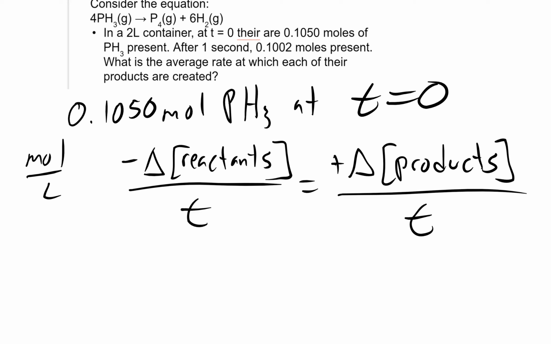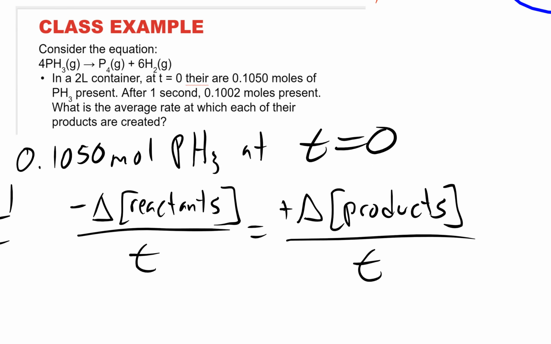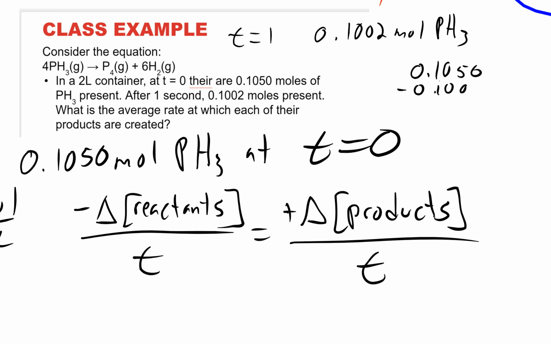So I can say at T equals 1 second, there is 0.1002 moles of PH3 present. Okay, so how much did it lose? 0.1050 minus 0.1002, which is 0.0048 moles, right? For every second. But I don't want moles. What do I want? Moles over liters. How many liters do I have?